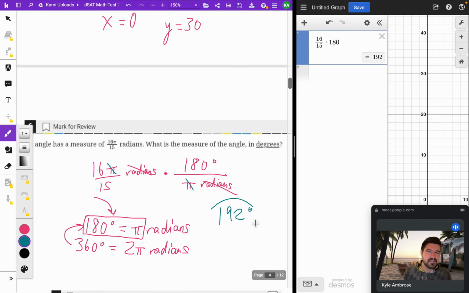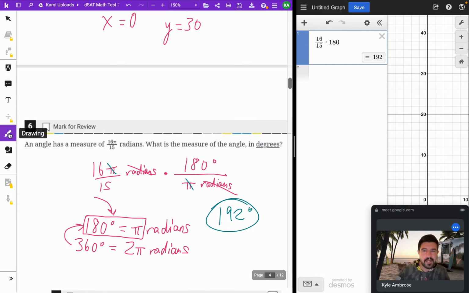So you can't really, as far as I know, use Desmos there until you have the equation set up. Once you have it, you can use it as the calculator.